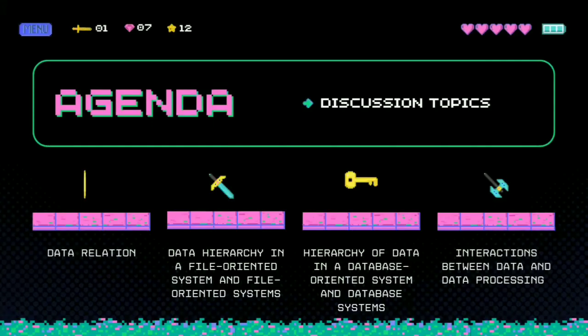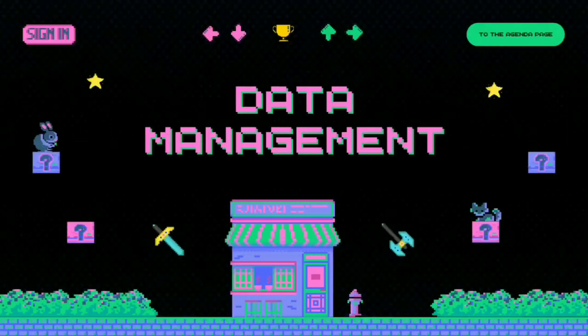For the agenda, we have 4 discussion points. First is data relation, second is data hierarchy in a file-oriented system, and third is hierarchy of data in a database-oriented system. The last one is interaction between data and data processing. Next slide is about data management.